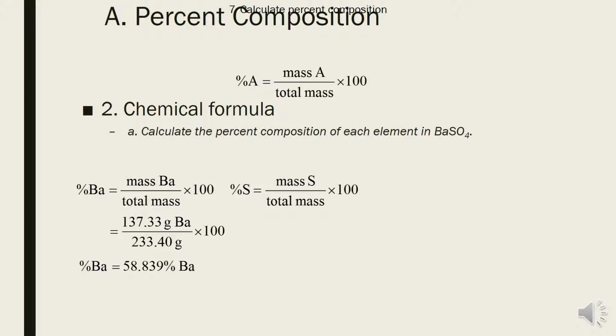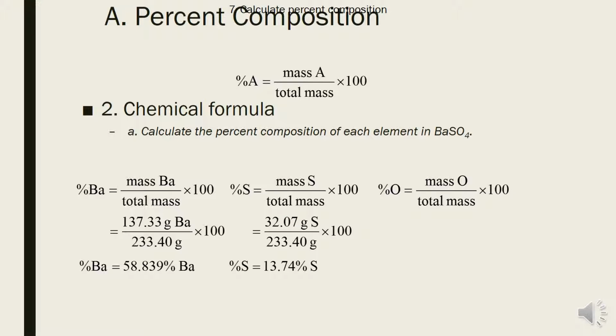We're going to do the same thing for each of the elements in the compound. Again, we'll just use the molar masses. Molar mass of sulfur is 32.07 divided by the molar mass of the whole compound. Multiply by 100, you'll get 13.74% there. Notice only 4 sig figs for the molar mass of sulfur.